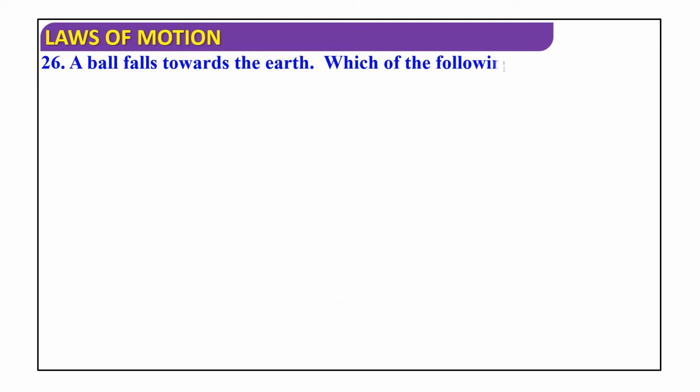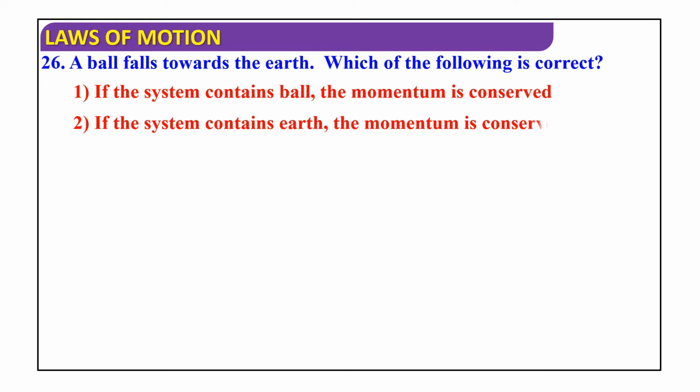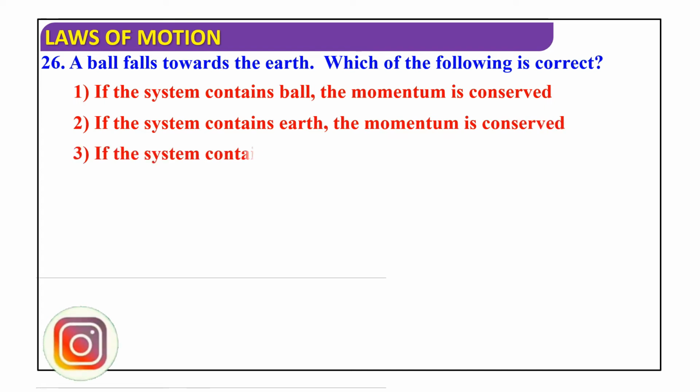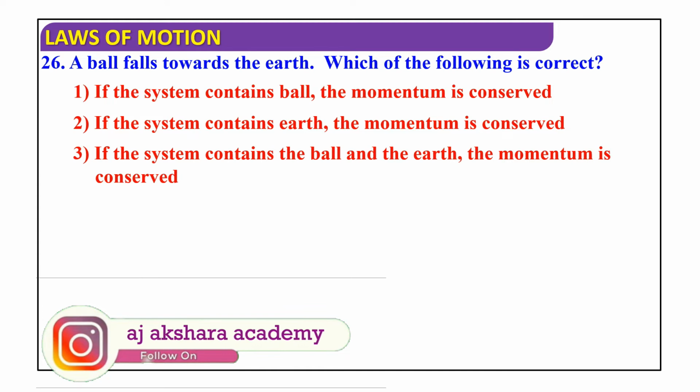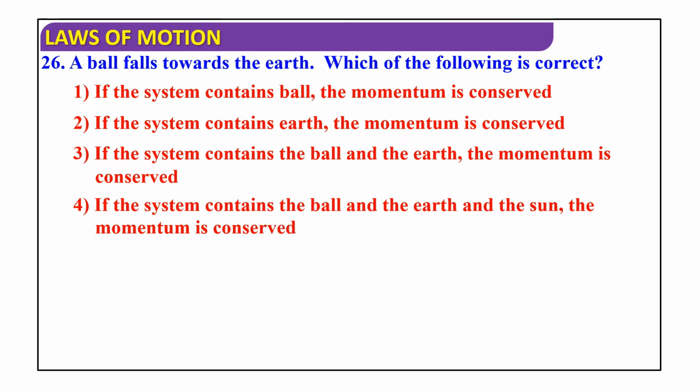Next, a ball falls towards the earth. Which of the following is correct? If the system contains the ball, the momentum is conserved. If the system contains the earth, the momentum is conserved. If the system contains the ball and the earth, the momentum is conserved. If the system contains the ball and the earth and the sun, the momentum is conserved. So, here a ball falls towards the earth. If the system contains the ball and the earth, the momentum is conserved. Okay. Conserved is nothing but remains constant.